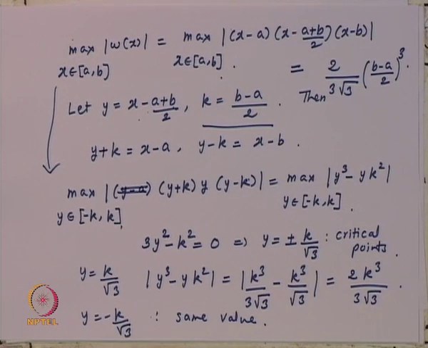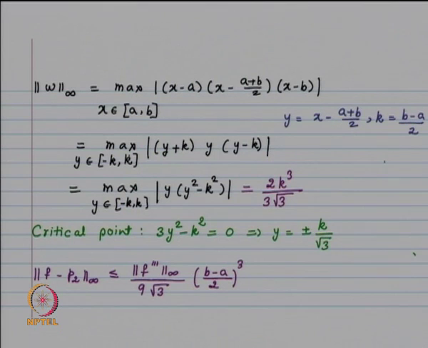So, that is for the norm W infinity, and then for the error in the quadratic polynomial, we have got norm W infinity and then norm f triple dash infinity divided by 3 factorial. So, this is our norm of f minus p 2 infinity, which is less than or equal to norm f triple dash infinity upon 9 root 3 into b minus a by 2 cube. So, this was for a single polynomial.